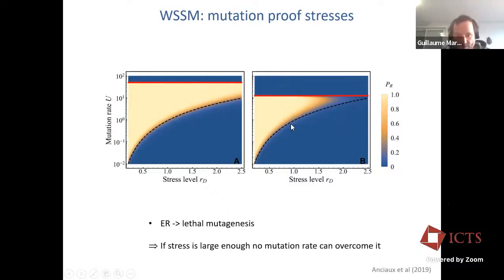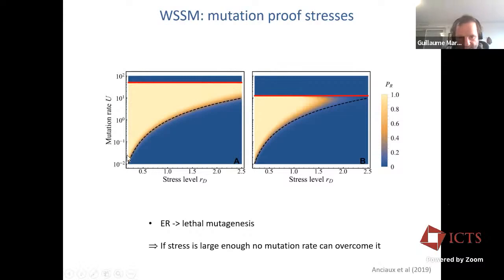So to illustrate, this is a plot of stress level versus mutation rate. And it's a density plot. So the more white, the more probability of rescue. So the blue area means there's no rescue possible, and the white means rescue is always happening. And so you can see here that this is for two different parameters.